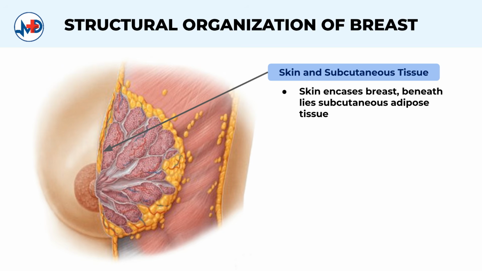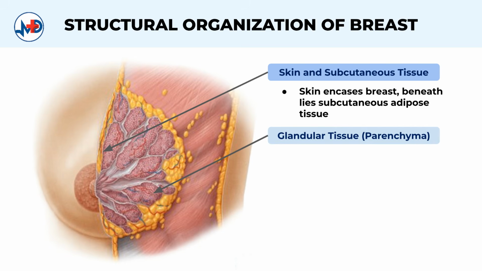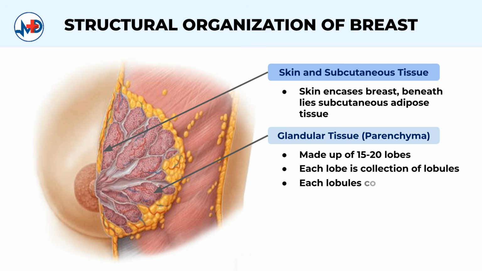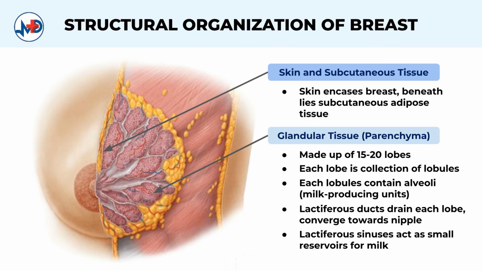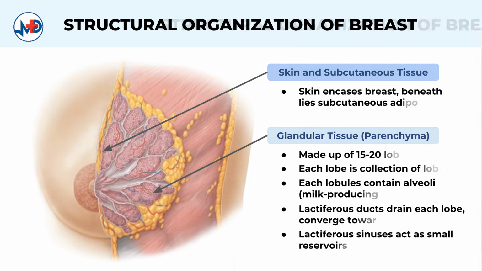Next up, glandular tissue, the functional part or parenchyma of the breast, made up of 15 to 20 lobes arranged radially around the nipple. Each lobe is a collection of lobules, which in turn contain the alveoli, the milk-producing units. Lactiferous ducts drain each lobe, converging towards the nipple. Just deep to the areola, these ducts dilate to form lactiferous sinuses, acting as small reservoirs for milk, before narrowing again to open onto the nipple surface.